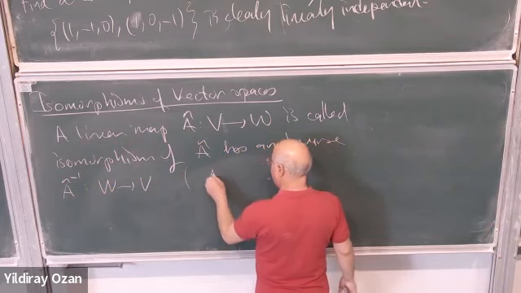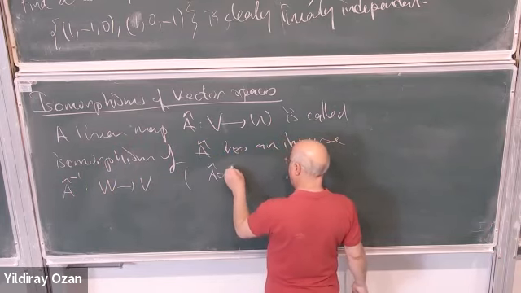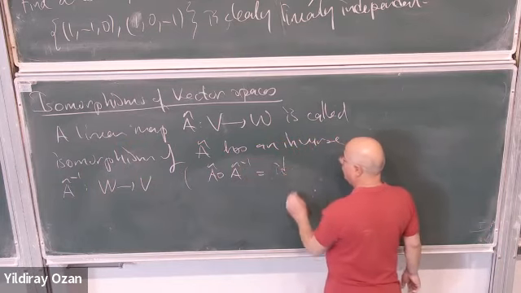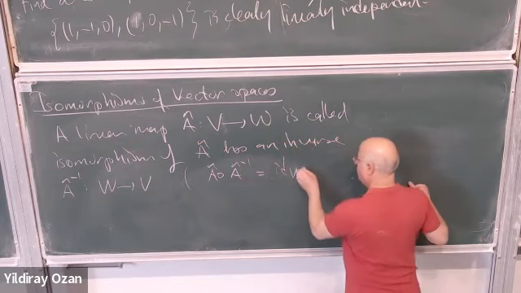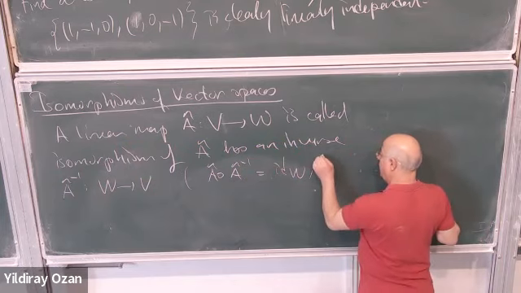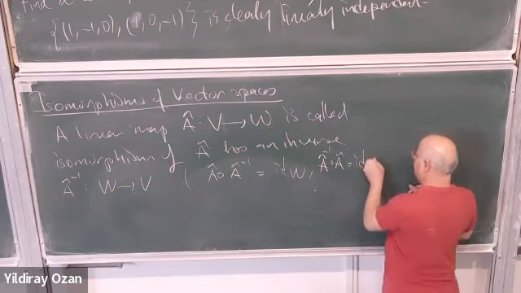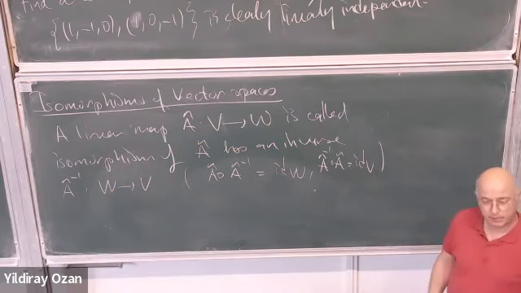So, A composition A inverse is what? This is the identity map of W. A hat inverse composition A hat, this is the identity map of V. Right?